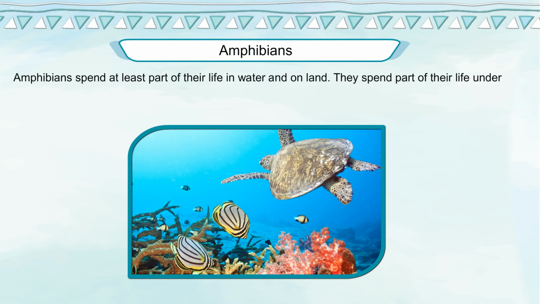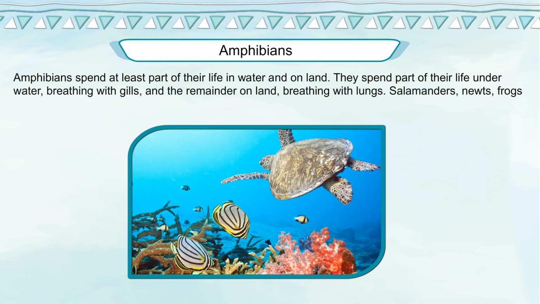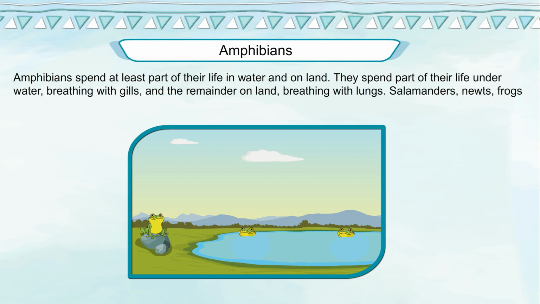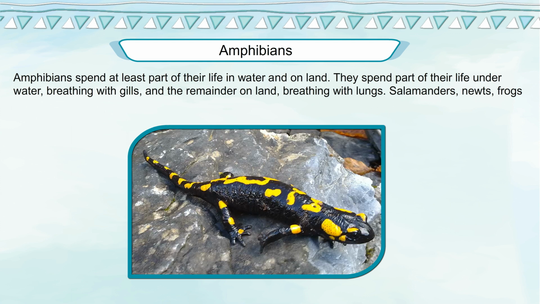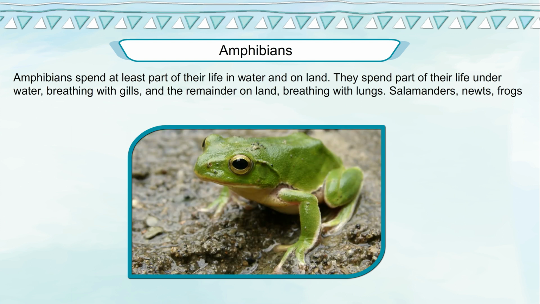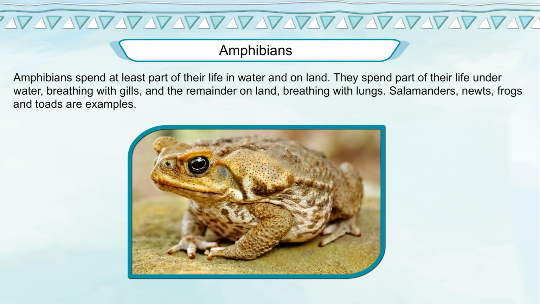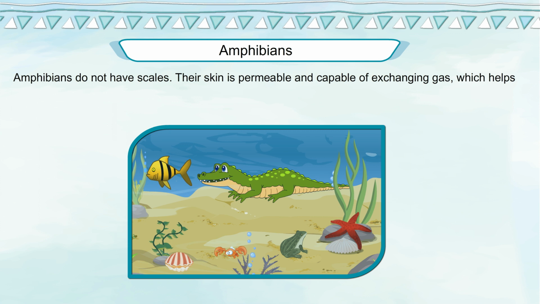Amphibians. Amphibians spend at least part of their life in water and on land. They spend part of their life underwater, breathing with gills, and the remainder on land, breathing with lungs. Salamanders, newts, frogs, and toads are examples.